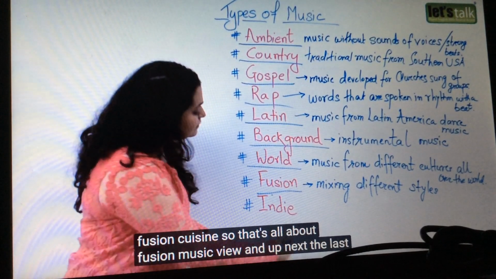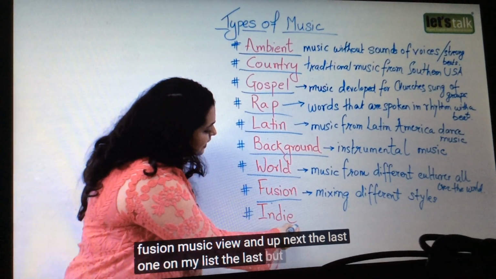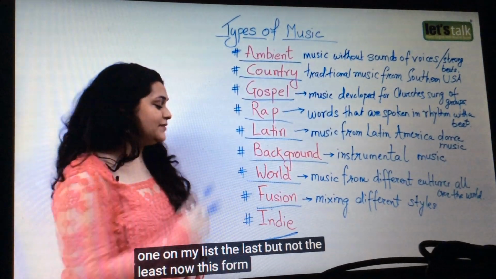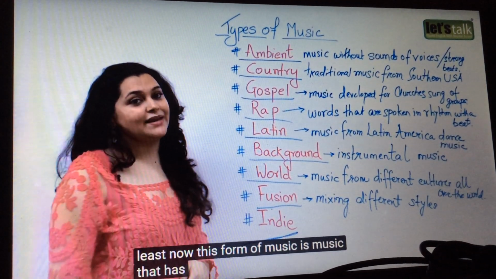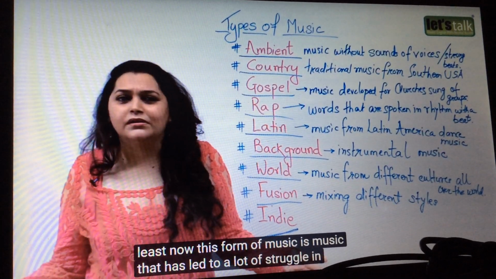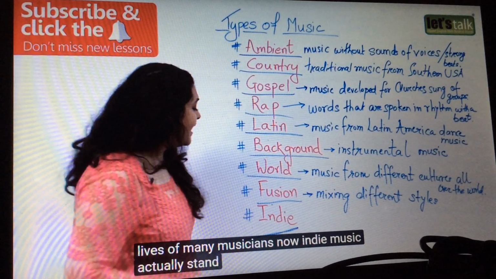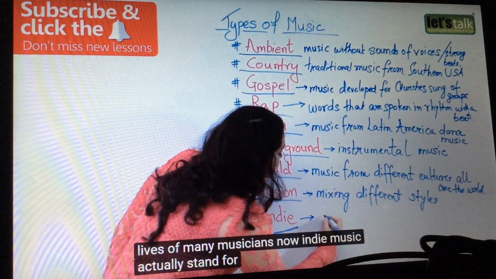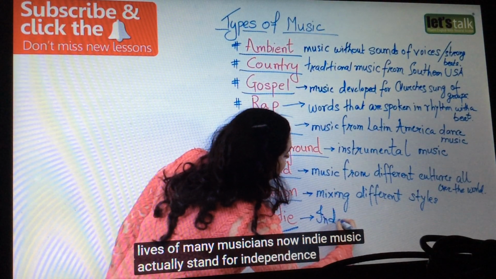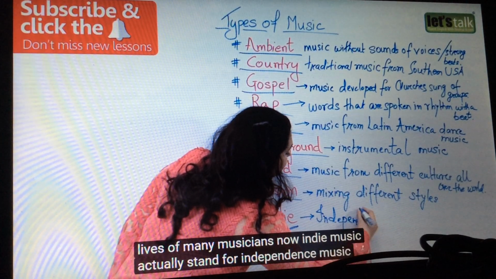And up next, the last one on my list, the last but not the least. Now this form of music is music that has led to a lot of struggle in the lives of many musicians. Now indie music actually stands for independent music.